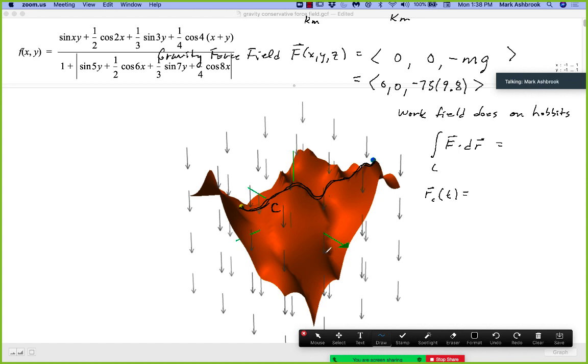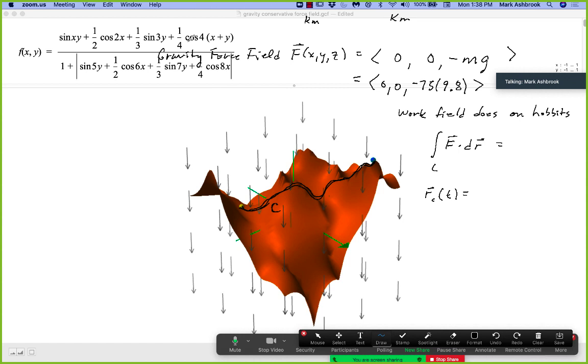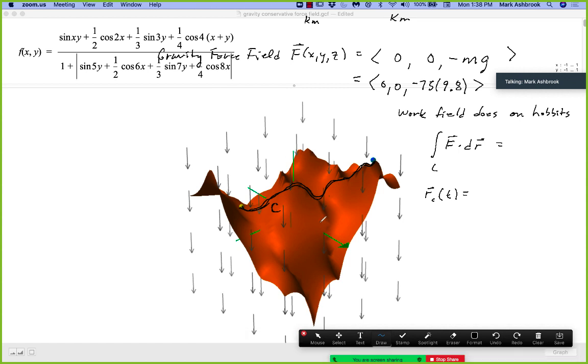Maybe we can do it, but we sure don't want to. All right, this is going to be awful, right? Terrible, the worst. But we need to know how much work the field is going to do on our friends, and likewise how much work our friends have to do to get from point A to point B. So, is there another way besides trying to parameterize this awful curve based on this awful surface of our mountains? Let's make the path a straight line.